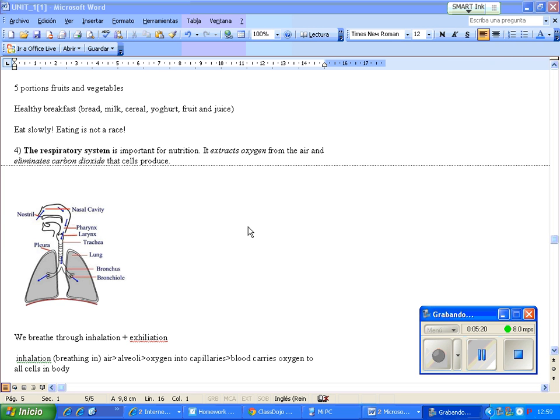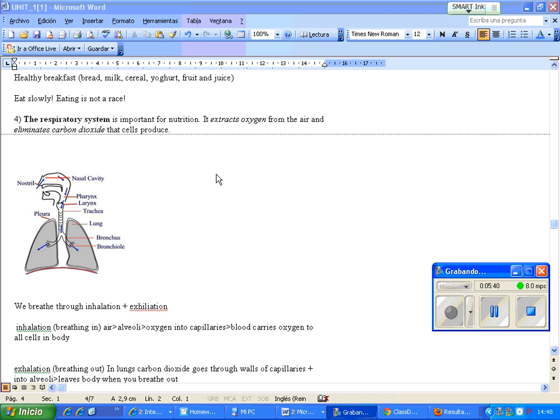The respiratory system is important for nutrition. It extracts oxygen from the air and eliminates carbon dioxide that cells produce. The respiratory system has various parts. Now we'll talk about the process of the respiratory system. First, air goes in the nasal passages, where it gets warm and moist. Then the pharynx takes air from the nose and mouth to the larynx. Food also goes from the pharynx into the esophagus.